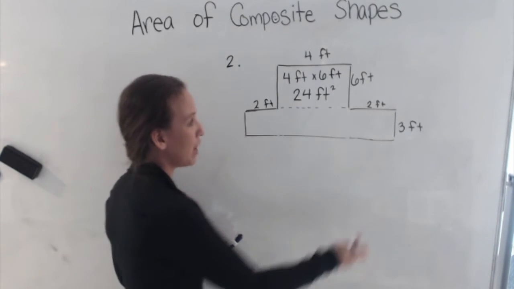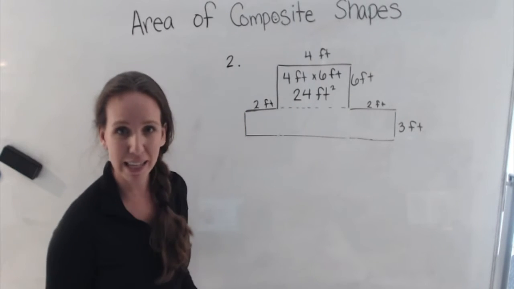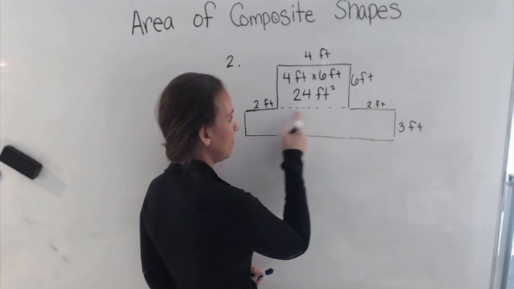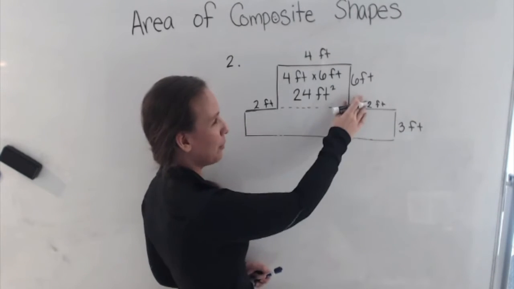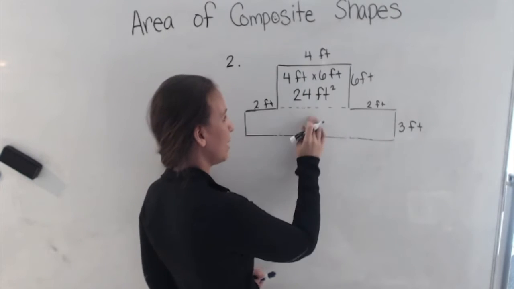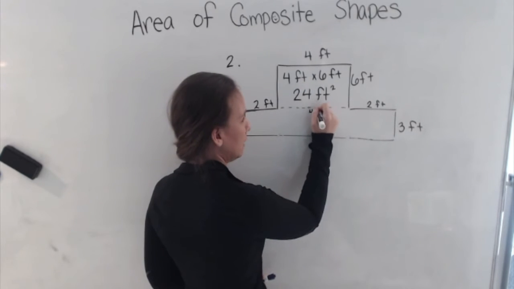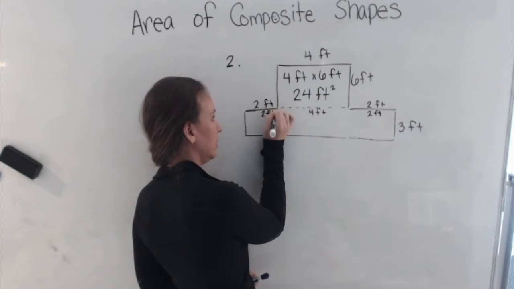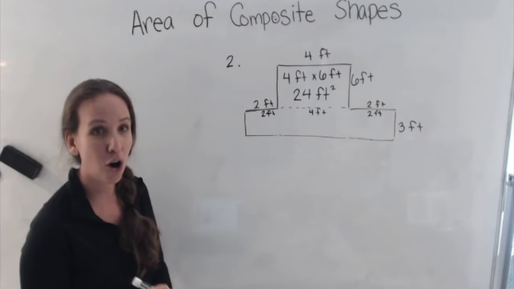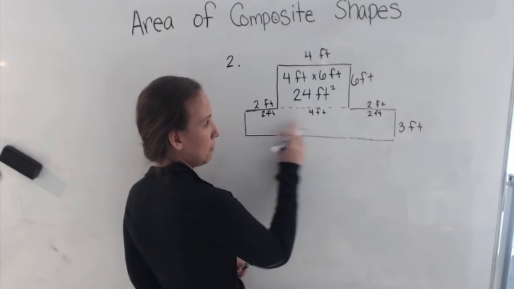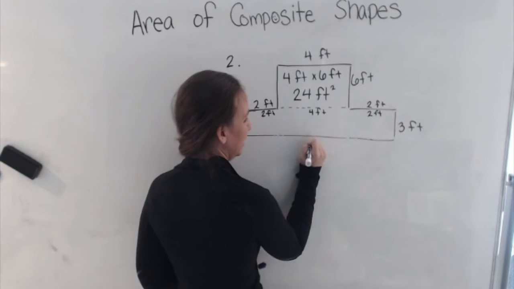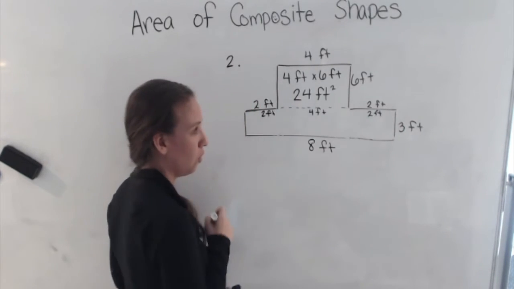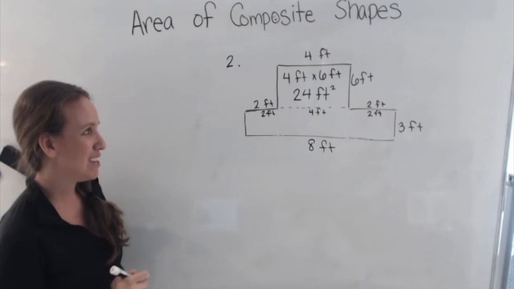Well, I know the height, but I don't know my length. I know that this is 2 and this is 2, but how big is this in the middle? Do you remember how we discussed the sides are the same and the top and bottom are the same? So if that's 4 feet, and that's 2 feet, and that's 2 feet, how much is it all together? 2 plus 4 plus 2 is 8 feet. So this whole base over here, the whole length, is 8 feet long.